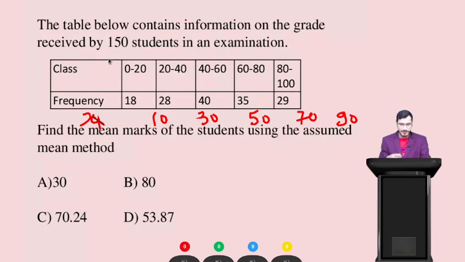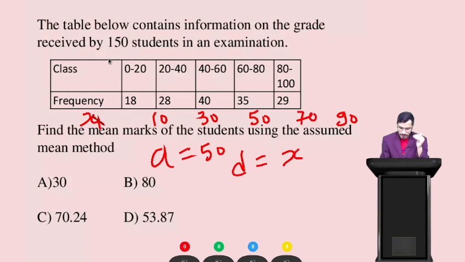So when we use the assumed mean method, let us take the assumed mean a as 50 here. Then d is equal to xi minus a, remember, always. So we can prepare the next column, xi minus a for d, that is 10 minus 50, 30 minus 50, 50 minus 50, 70 minus 50 and 90 minus 50.